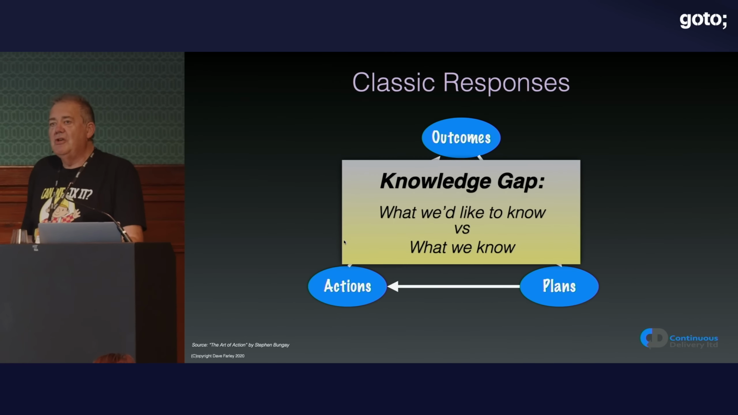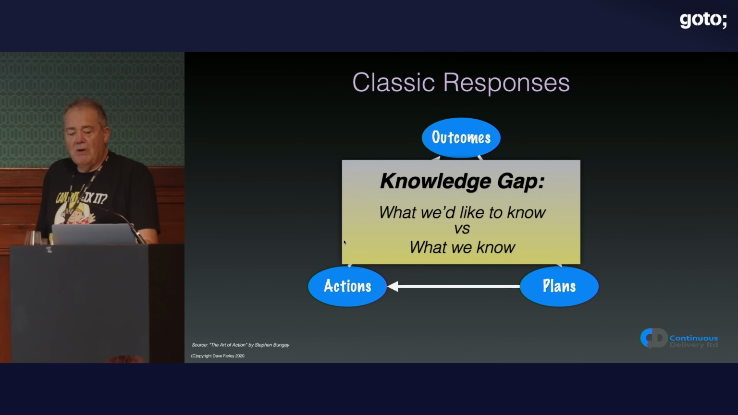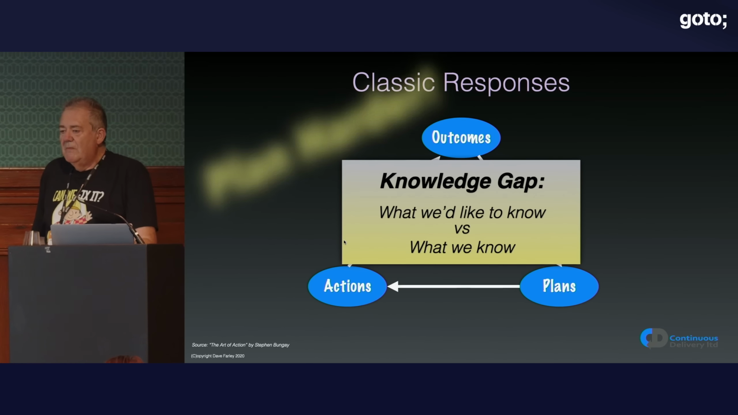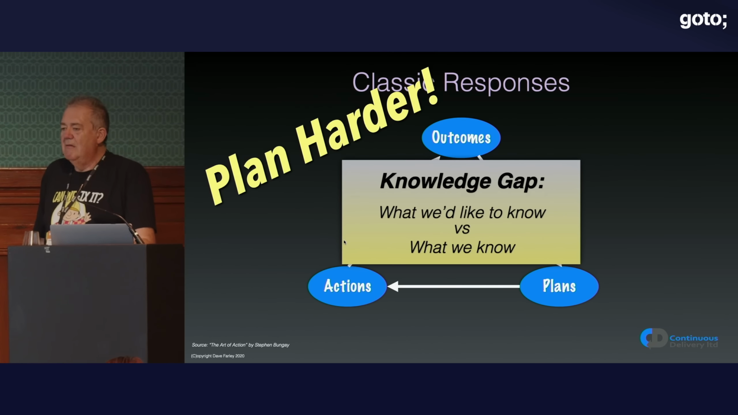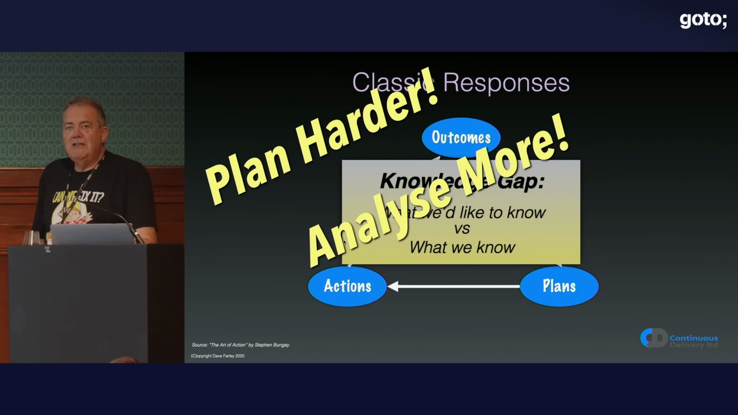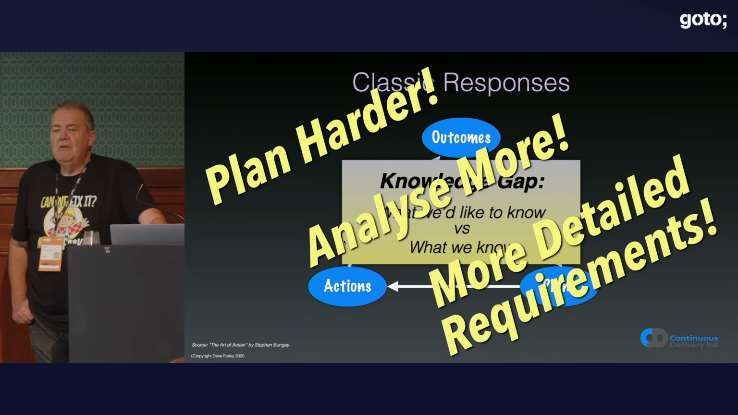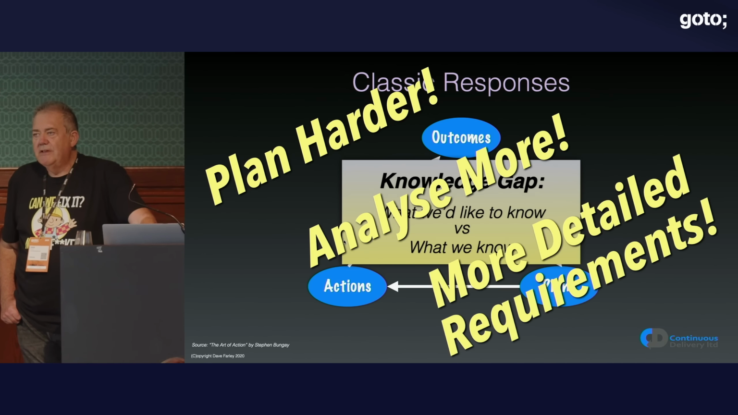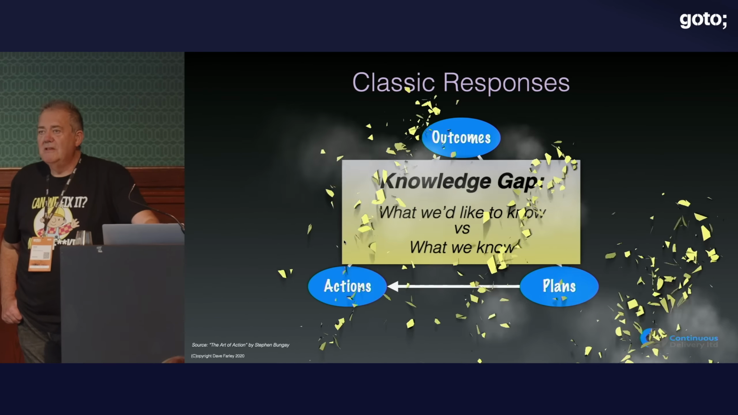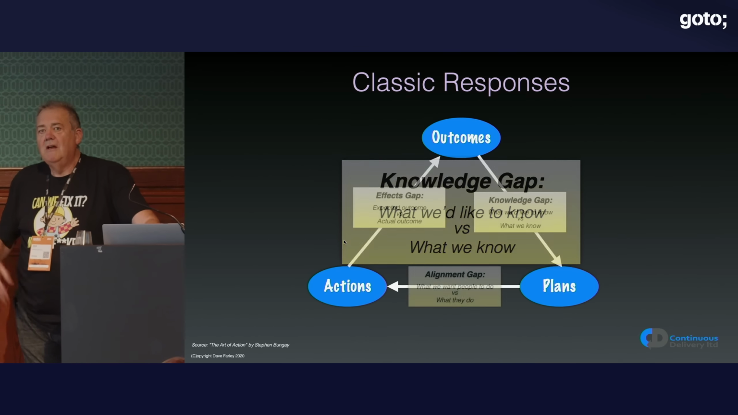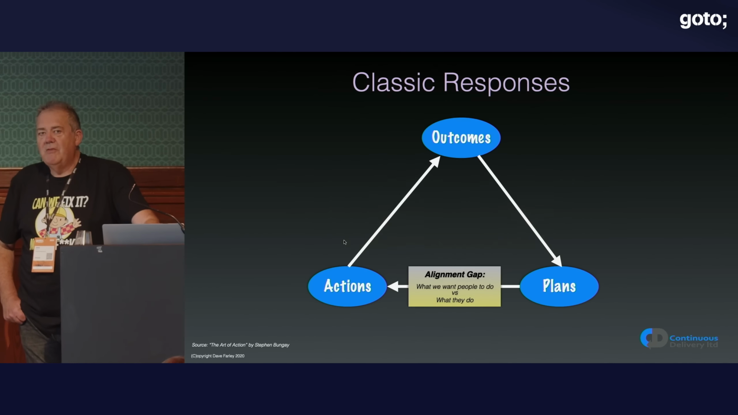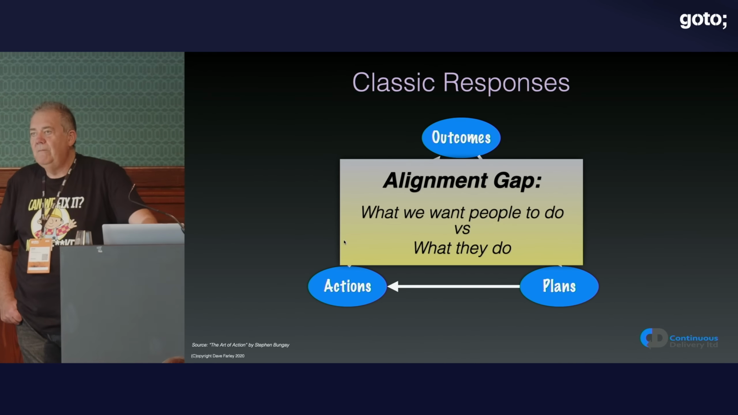If you look at traditional responses to these kinds of problems, then it's usually something like, okay, we'll plan harder, we'll be more thorough in our analysis, we'll spend more months thinking hard about this problem, and we'll analyse more. We'll figure out what's going wrong, and we'll do more detailed requirements. That's bound to work. But it doesn't. I've been working in software professionally for about 40 years. We've been doing it all that time.